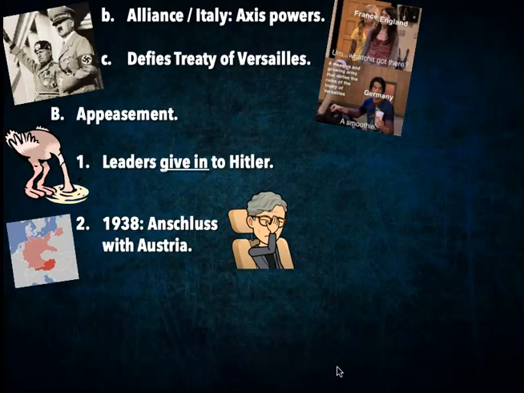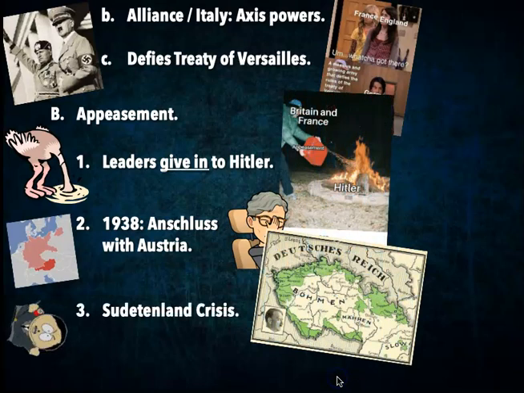What do England and France do? Nothing. All right, again, appeasement. If we just... Then later on that same year, Hitler then demands a portion of the country of Czechoslovakia.